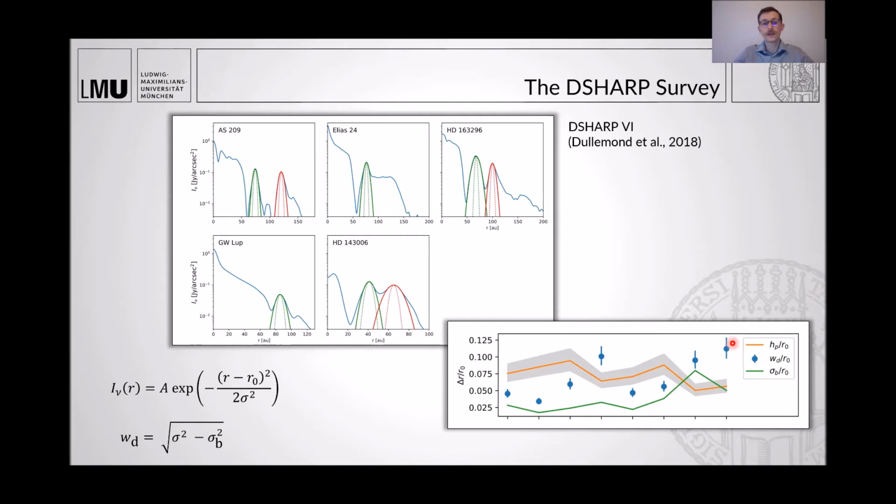For these 3 other rings that you see here, it cannot be excluded. It's just that the widths are larger than the pressure scale height, but the pressure scale height is only a minimum of the gas pressure bump that can be there. So this is one major result: we actually see there are dust particles trapped in pressure bumps.